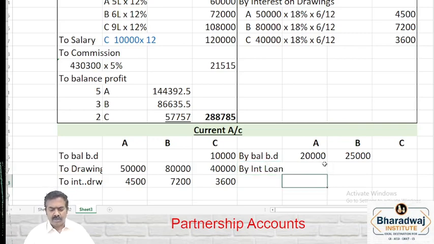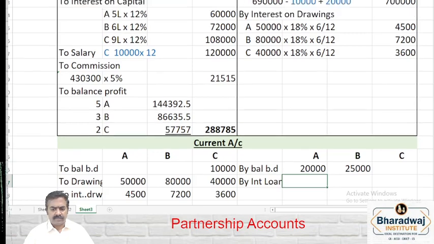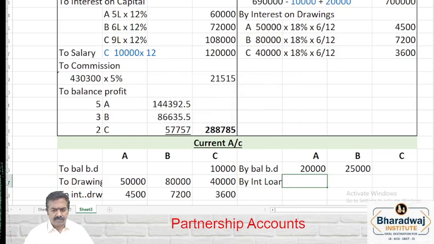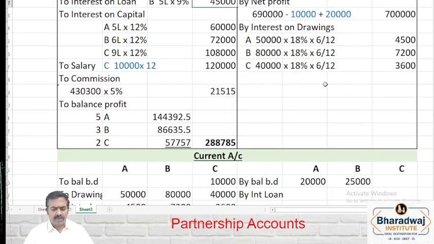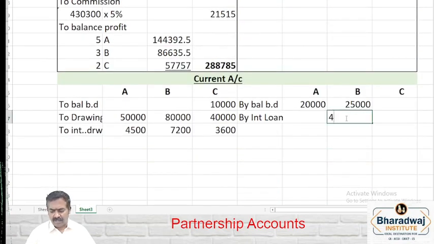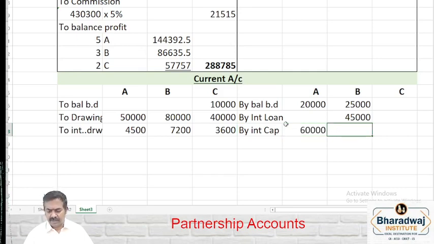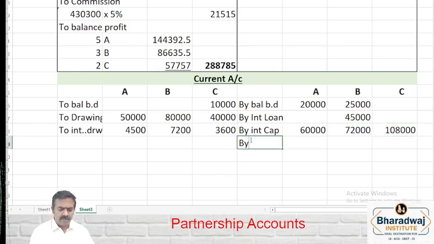Then by interest on loan. What is the interest on loan, and to which partner? Interest on loan was given to B. All partner-related items will come. Then by interest on capital. What is the interest on capital for A, B, C? 60,000, 72,000, 1,08,000.